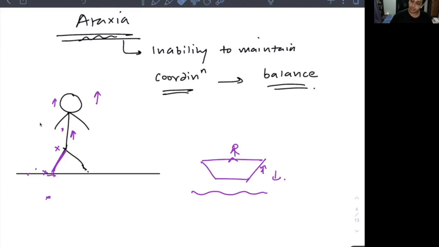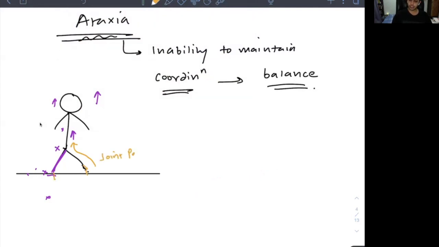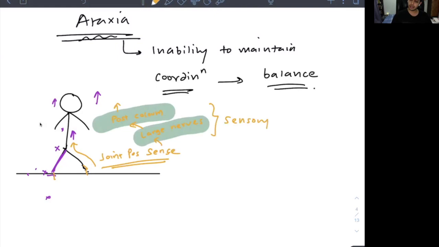Now, what are the parts of your body that help you keep balance? So one is a sensory system. You need to know where your joints are. So your joint position sense, which if you remember, goes through your large nerves, and then if you remember, enters your spinal cord in your posterior column. So if there is any issue with your large fibers or if there's any issue with your posterior column, you get what is called sensory ataxia.